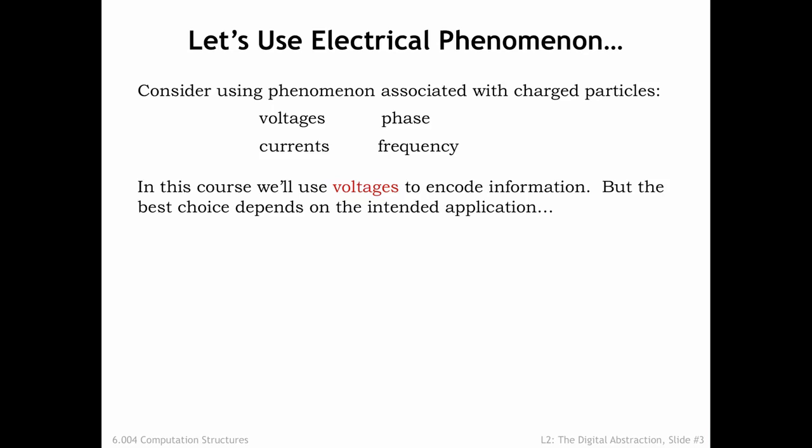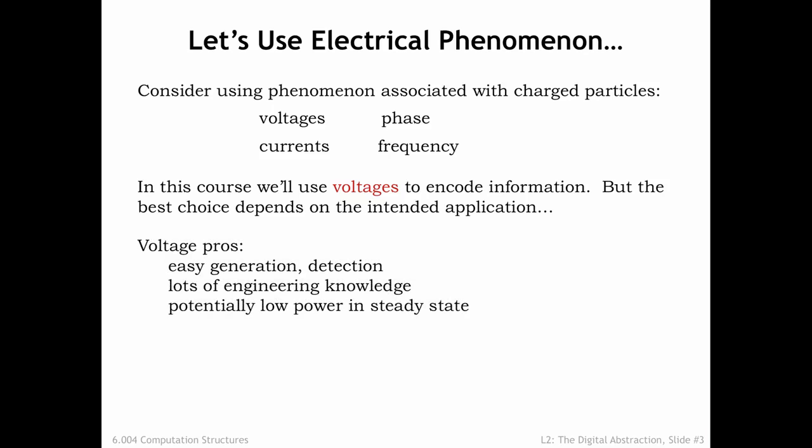Which electrical phenomenon is the best choice depends on the intended application. In this course, we'll use voltages to represent bits. For example, we might choose 0 volts to represent a 0 bit and 1 volt to represent a 1 bit. To represent sequences of bits, we can use multiple voltage measurements, either from many different wires or as a sequence of voltages over time on a single wire.